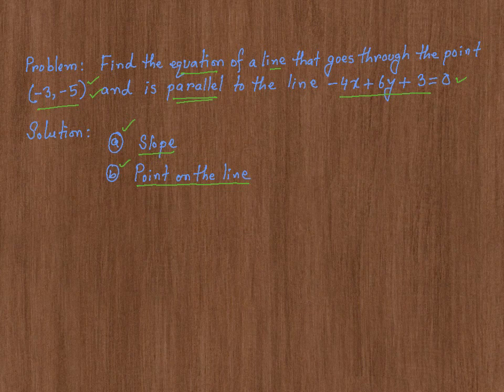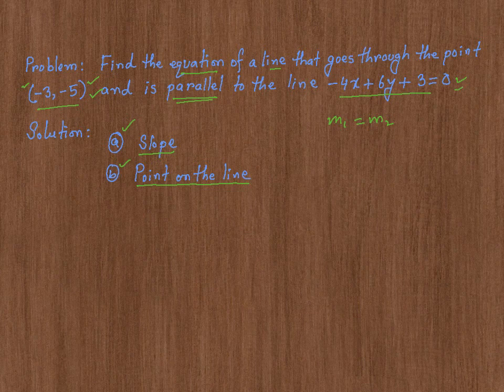Now you have to remember one thing. If two straight lines are parallel and they have slopes m1 and m2, then these slopes are equal. You probably remember from your earlier discussion that two straight lines are parallel if their slopes are equal, or if the slopes are equal, then the two straight lines are parallel. So in our case, the line we are looking for is going to go through this point and is going to be parallel to this line.